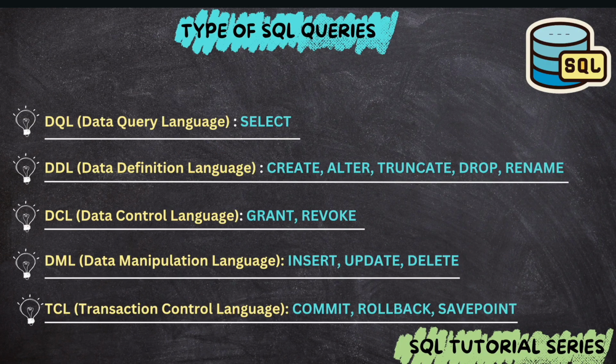So guys, these are the types of SQL queries. The very first is DQL, which is data query language. Here you can find only the select statement. Using the select statement, we can retrieve data from tables in the database.